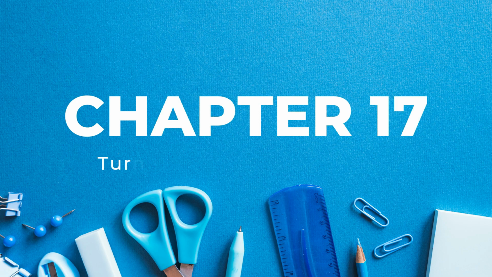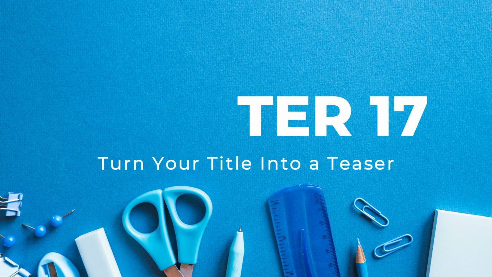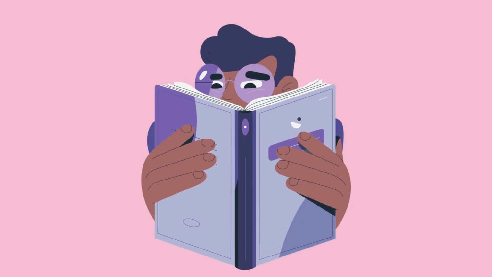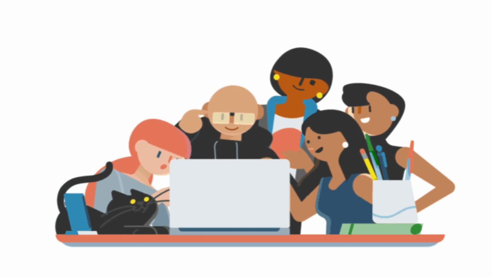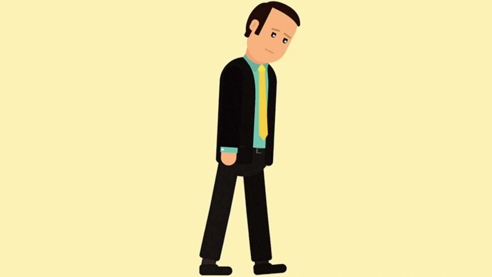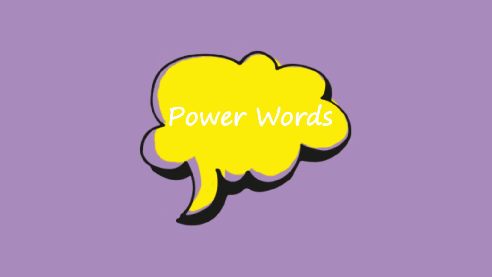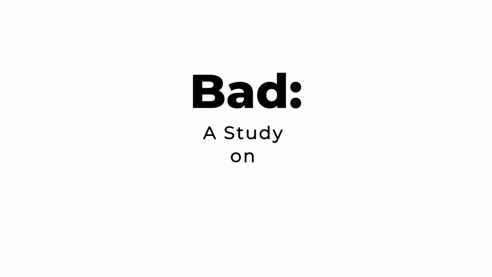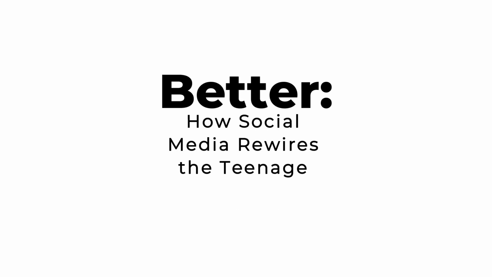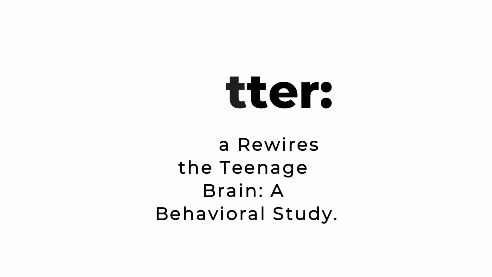Chapter 17. Turn your title into a teaser. Want your abstract to get read? Your title must spark curiosity. A dry title kills interest. A well-crafted title invites reading. Use power words: hidden, unexpected, breakthrough, revealed. Bad: a study on social media. Better: how social media rewires the teenage brain, a behavioral study. Try this: add one emotional or curiosity word to your current title.